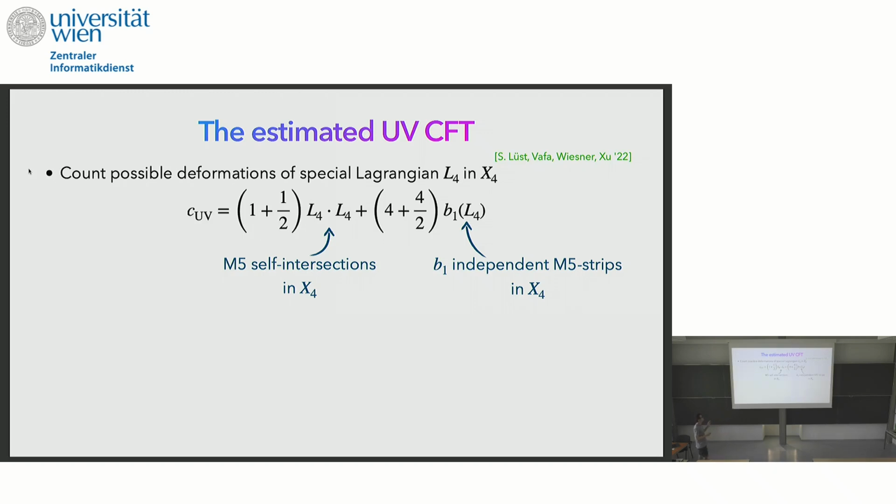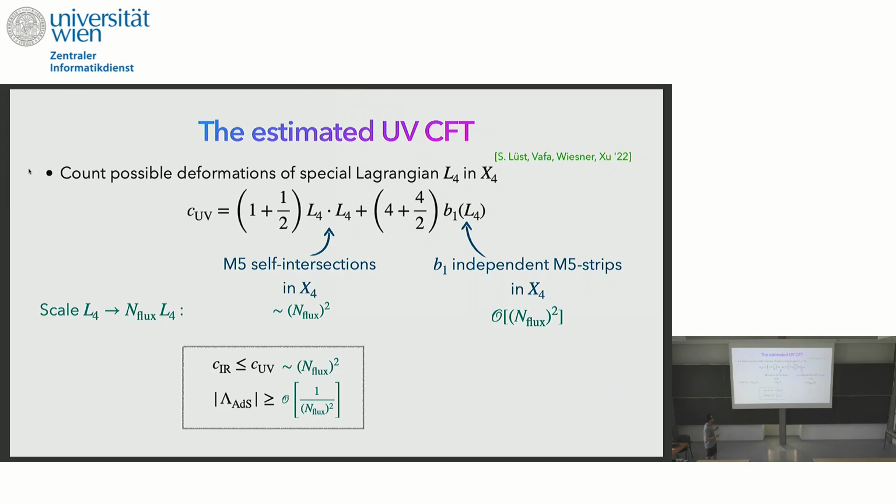Essentially, you can interpret that as the central charge being given by the number of self-intersections in the Calabi-Yau. Each self-intersection would carry one bosonic and one fermionic degree of freedom. On top of that, it's not enough because you could have other things that remain. So you would have some independent strips, and the number of independent strips is given by the first Betti number. So this is a way to interpret that result.